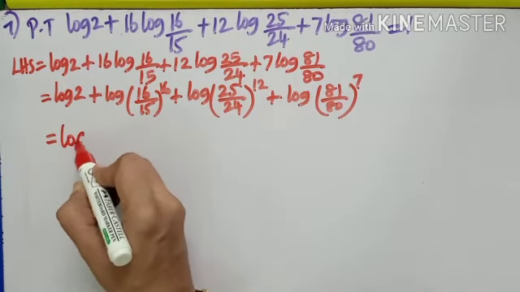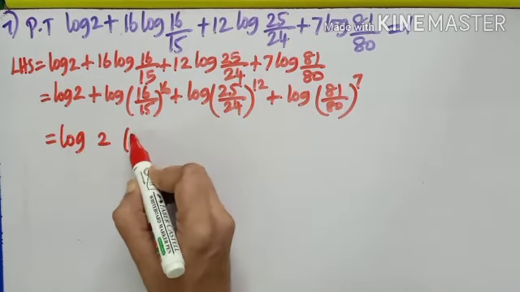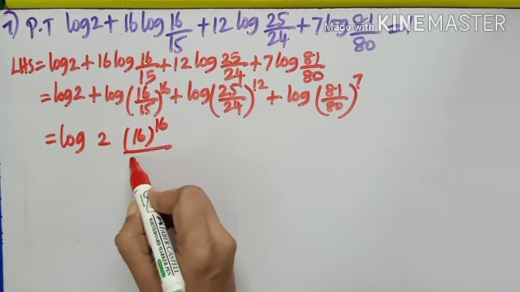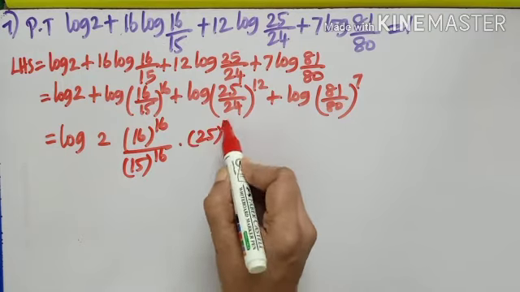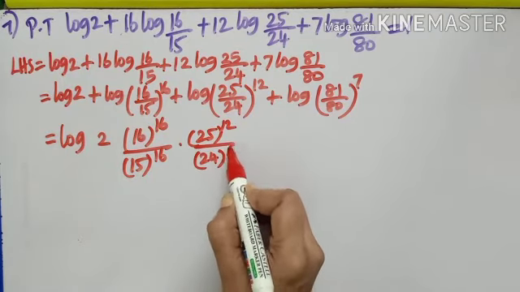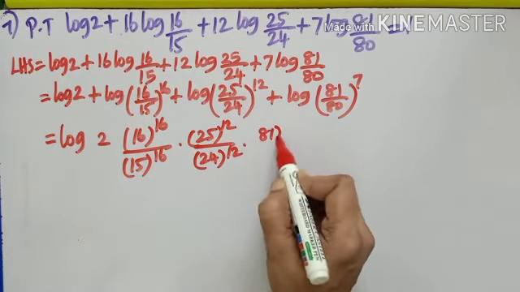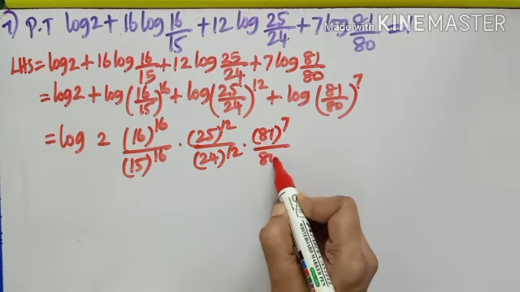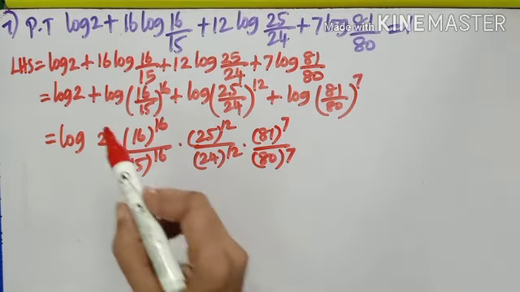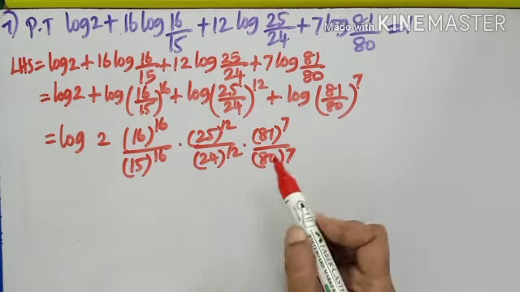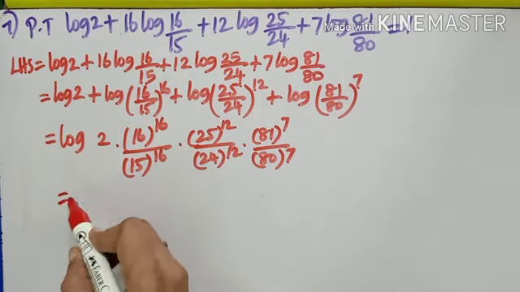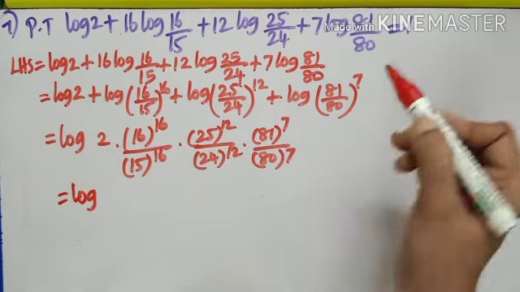So log 2 into 16 power 16 by 15 power 16, 25 power 12 by 24 power 12, 81 power 7 by 80 power 7. All the logarithms, plus symbol tells me just multiply. Now simplify this answer. See whether you get 1.